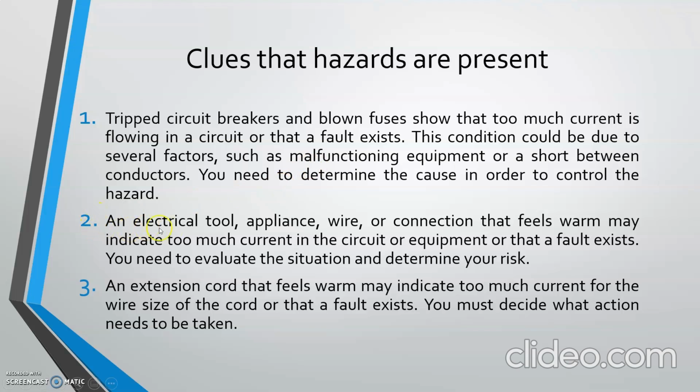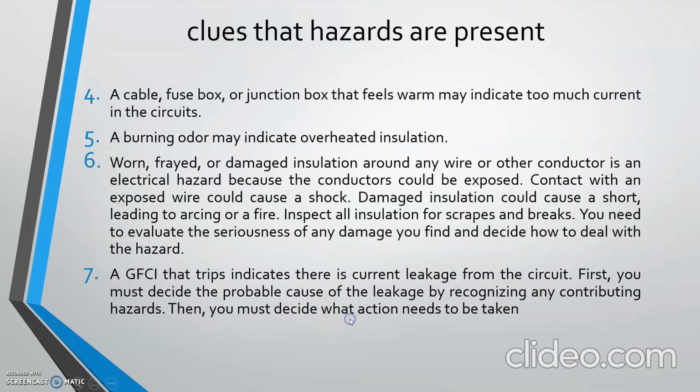The second one is an electrical tool, appliance, or wire that feels warm, which may indicate too much current in the circuit or equipment. So you need to evaluate the situation and determine your risk. The third is an extension cord that feels warm, which may indicate too much current for the wire size of the cord, or that a fault exists. And the fourth, a cable, fuse box or junction box that feels warm may indicate too much current in the circuit. And next, a burning odor may indicate overheated insulation.